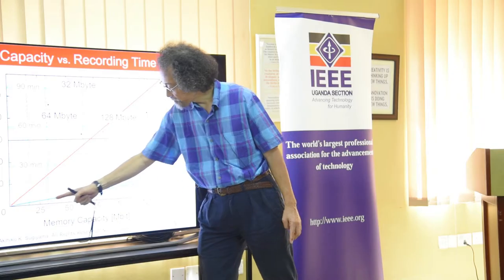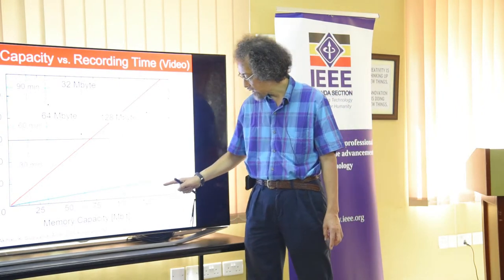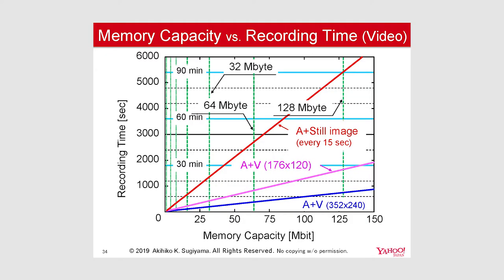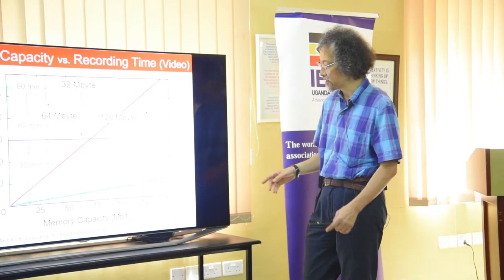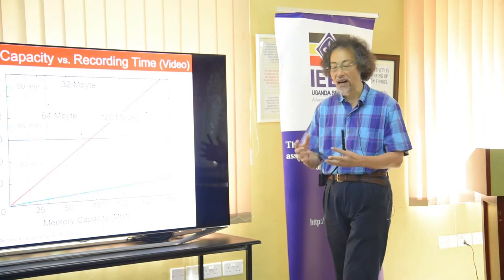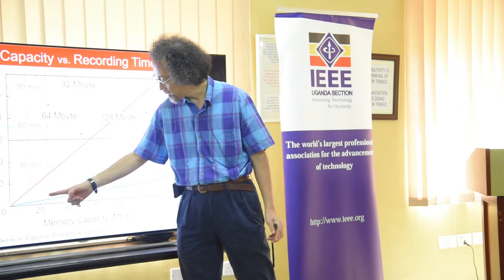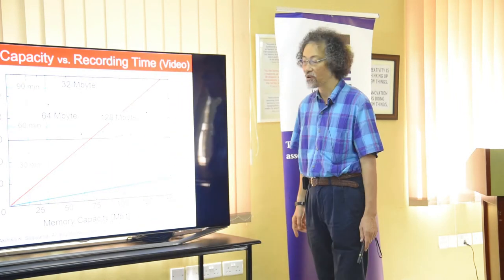So the blue line here is the recommended audio plus video format. The video format has 352 by 240 pixels. So this is a good quality video. But in this case, if you had a 32 megabyte memory card, you could store only 4 minutes. This is 30 minutes. This is 10 minutes. It is possible to decimate the video signal so that the videos have only 176 by 120 pixels. It's not as fine as this one, but you can reduce the amount of information. But even with this, you can still record only up to 8 minutes, too small from a viewpoint of commercial product.